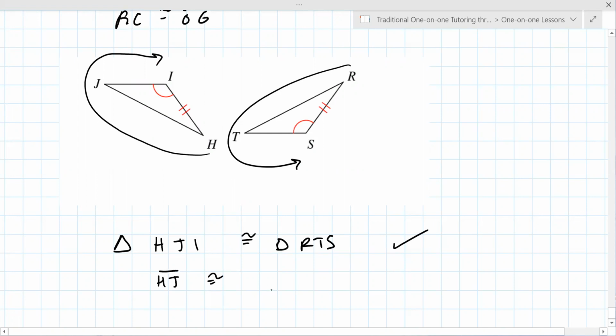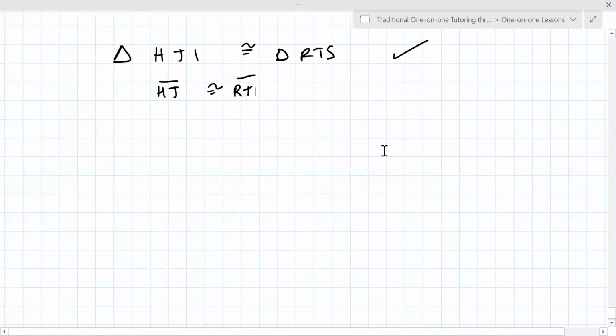congruent to R T. Okay, so don't be looking at the image. If I was there in person, I would either cover it up or put my hand over it because it gets in the way. In fact, there we go. Now you don't need to look at it. So now J to I is congruent to T to S, and then I to H, the wraparound, is congruent to S to R. Good.